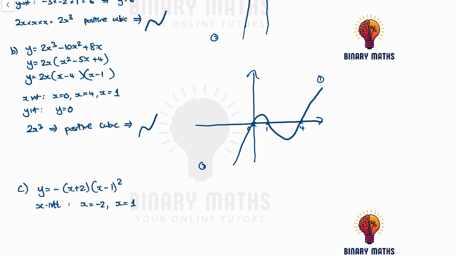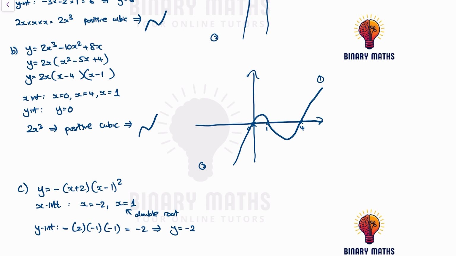But because it's x minus 1 squared, that means this is a double root, because you've got x minus 1 times x minus 1. So x equals 1 is a double root. Now the y-intercept will be negative, because there's a negative at the beginning, times 2 times negative 1 from the first x minus 1 times negative 1 from the second x minus 1, which gives you negative 2, which implies the y-intercept happens at y is equal to negative 2.